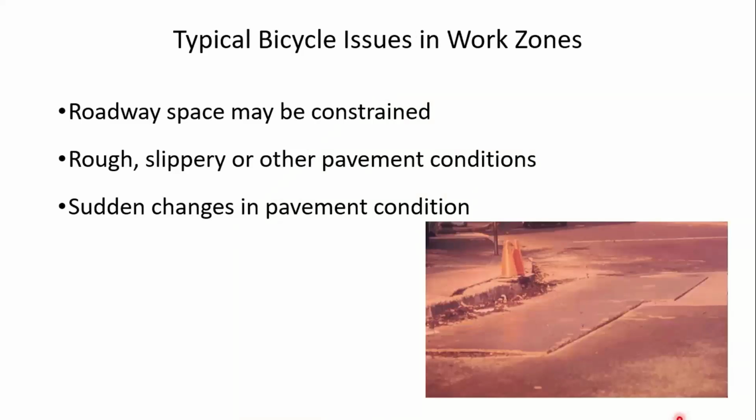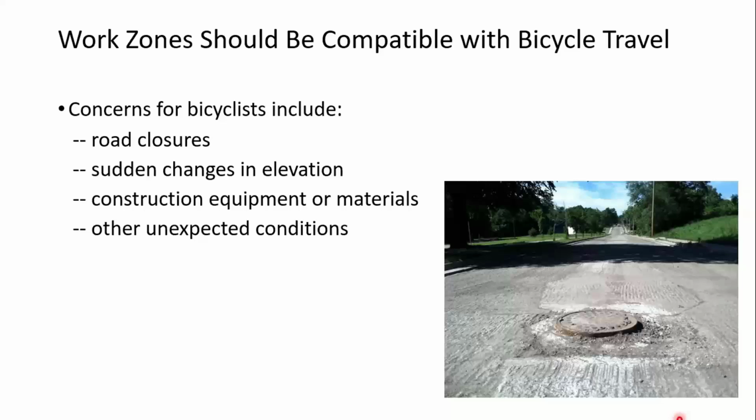Bicycles in work zones present some of the issues we've talked about already, the different surface conditions. Steel may be present, as you see here. Also, roadway space may be constrained. So bikes may be sharing the roadway with motorized vehicles, or there may be pinch points we need to be aware of. Work zones should be compatible with bike travel. Notice a sudden change of elevation that you see here, or there may be construction equipment or materials in or near the roadway.